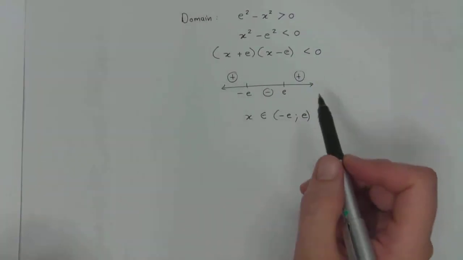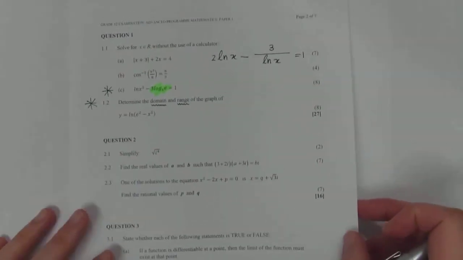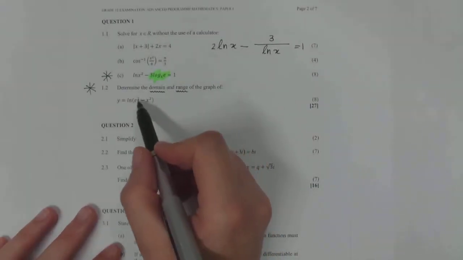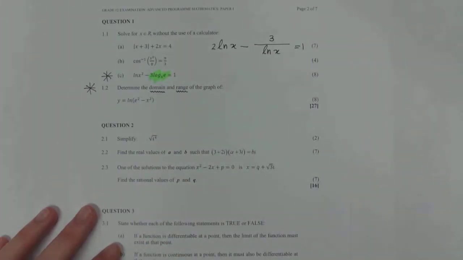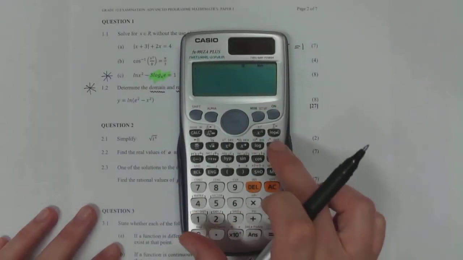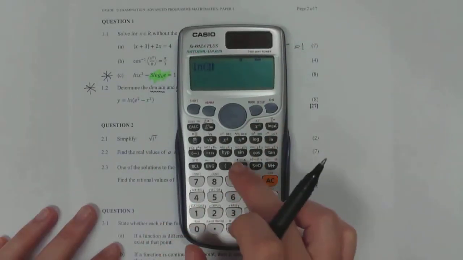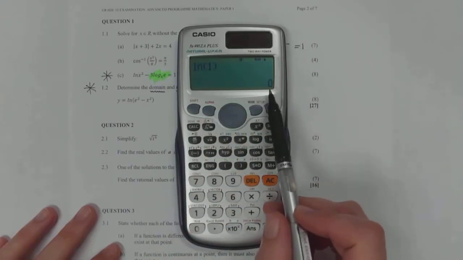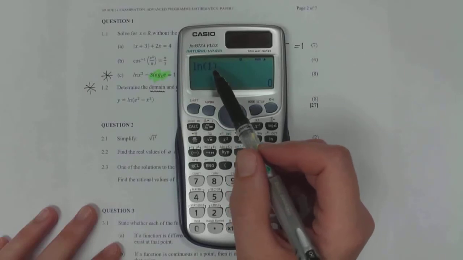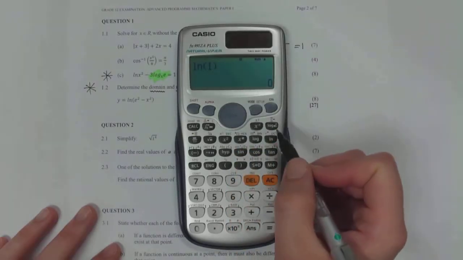Now, one little word of warning. When we wrote this and said that it's got to be greater than 0, we also need to check the following. If I type in the ln of 1, is that an accepted answer? Yes, it is.